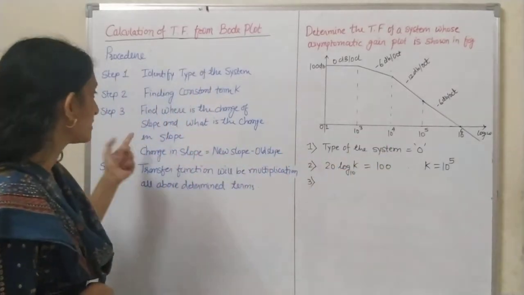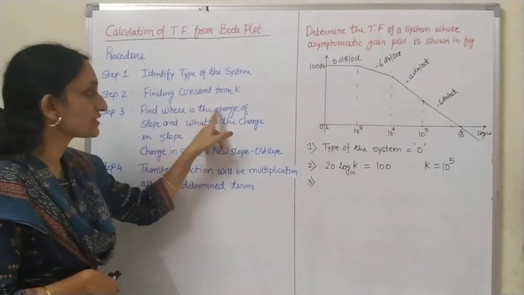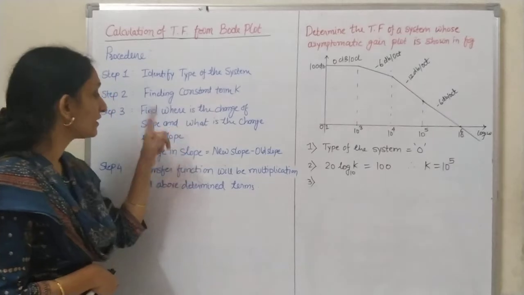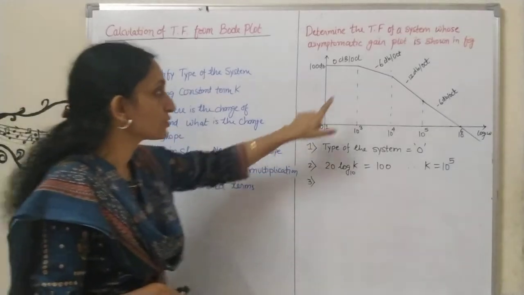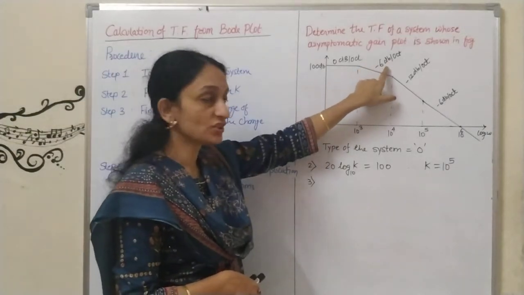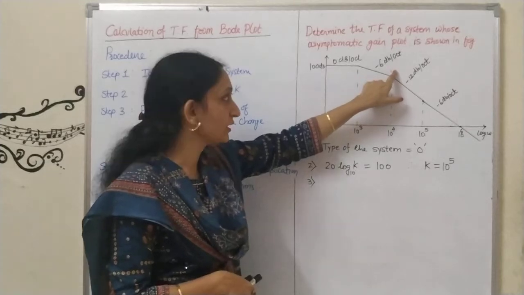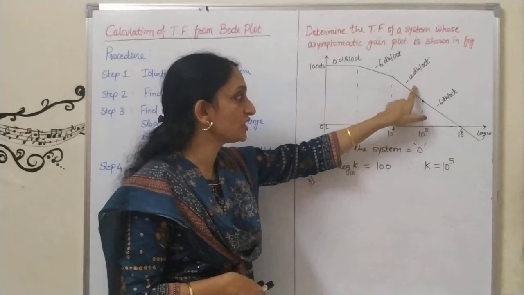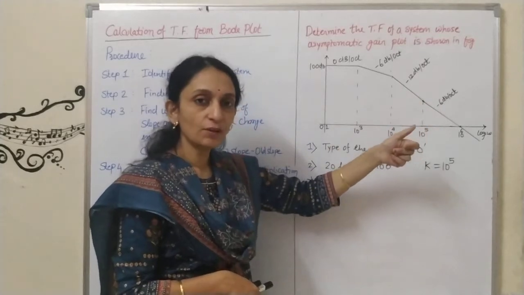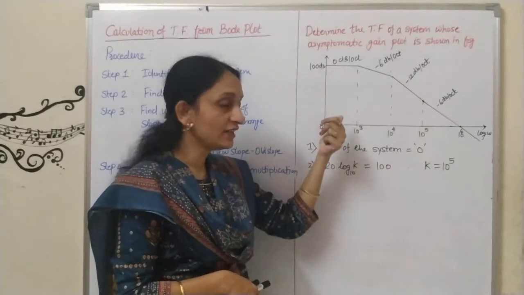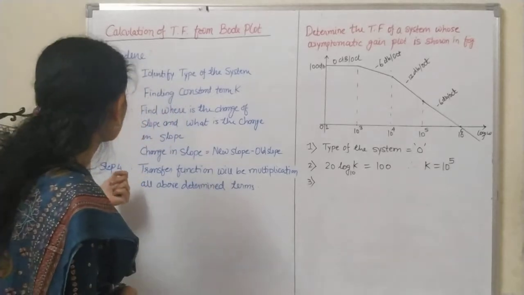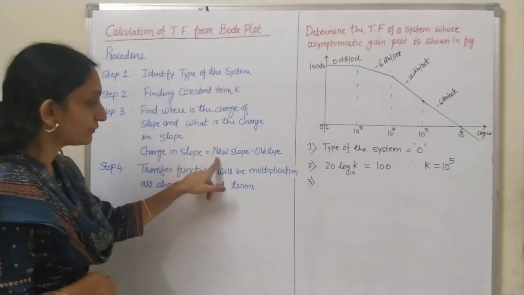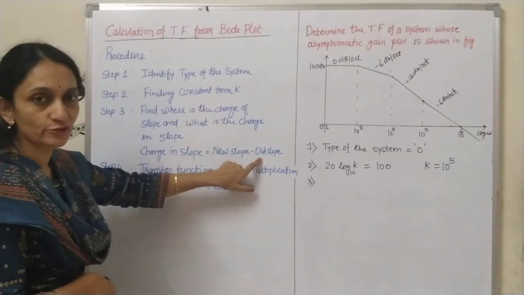So in step 3 it is given: find where the change is, and what the change in the slope is. You need to check the change here. Here there is a change from minus 6 to minus 12. Here there is a change from minus 12 to minus 6, because it will give you an idea about the factors. Step number 4, change in slope can be calculated by new slope minus old slope.